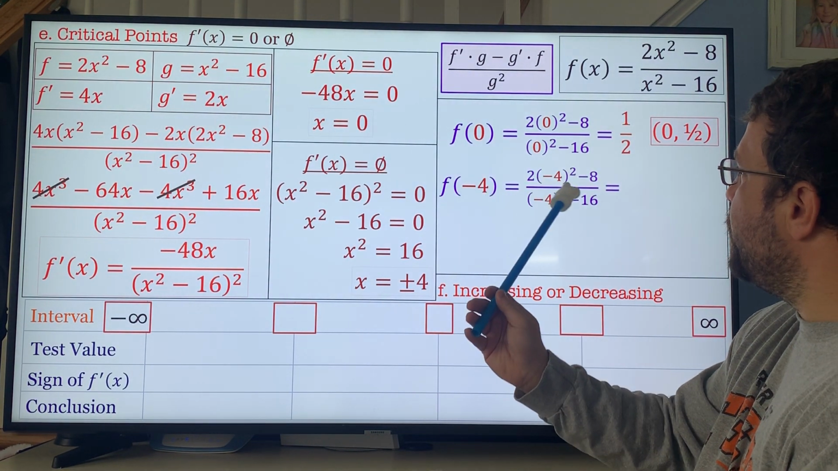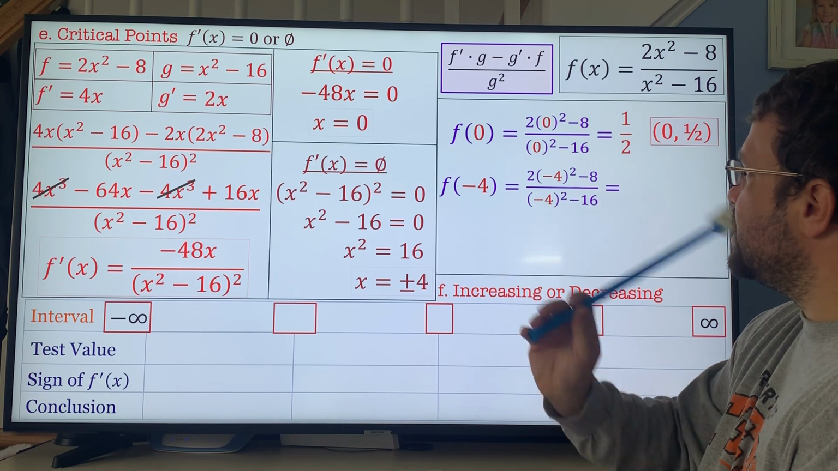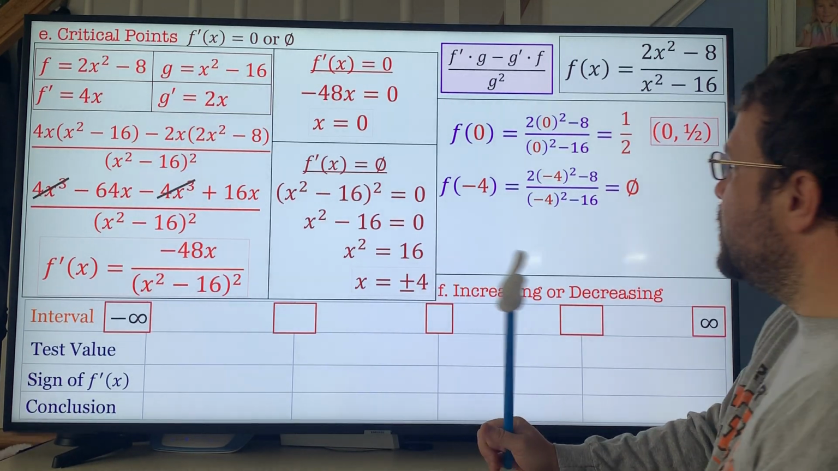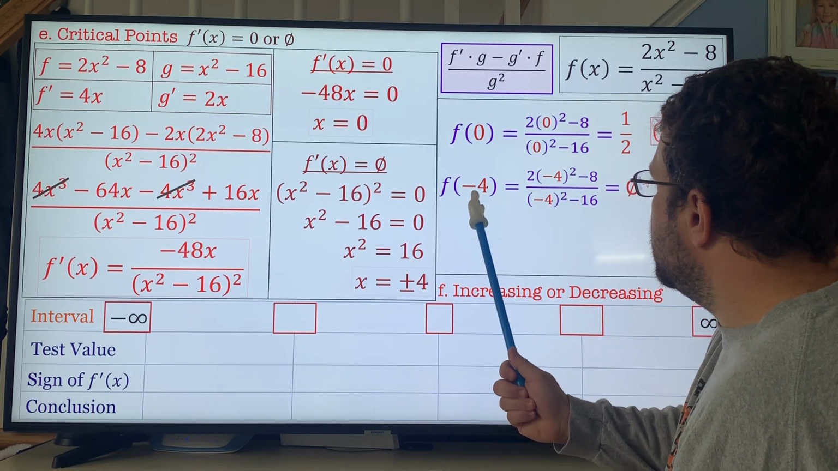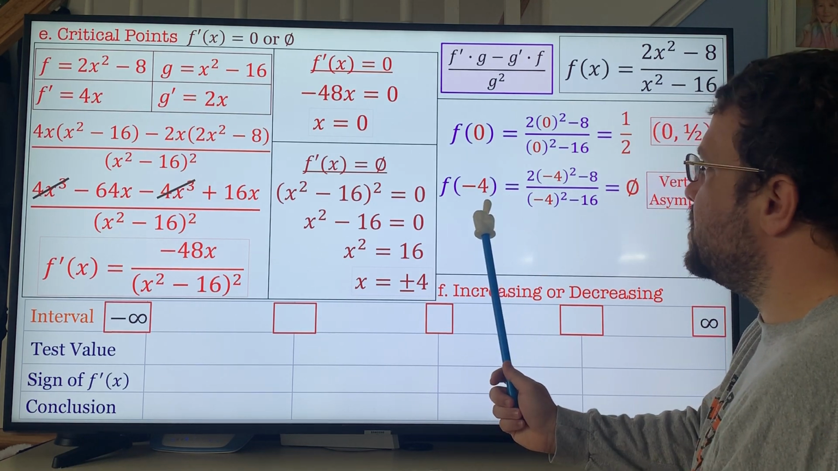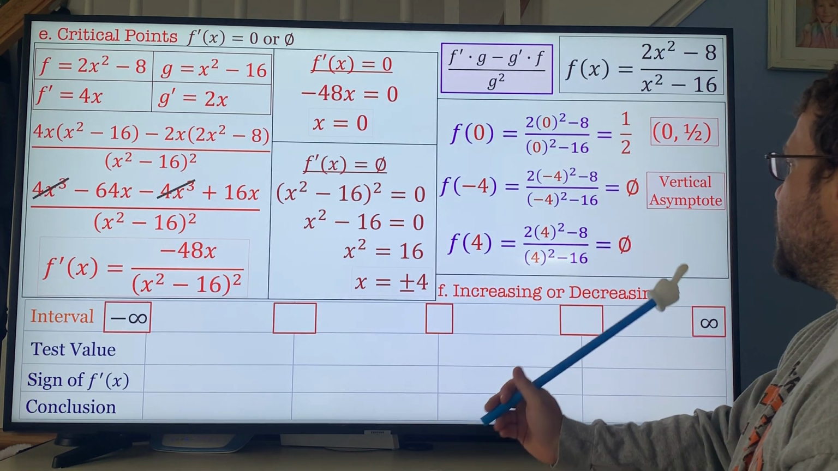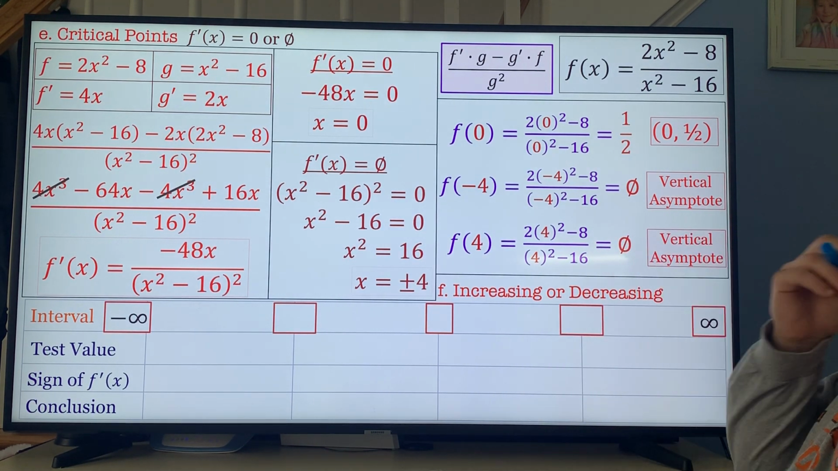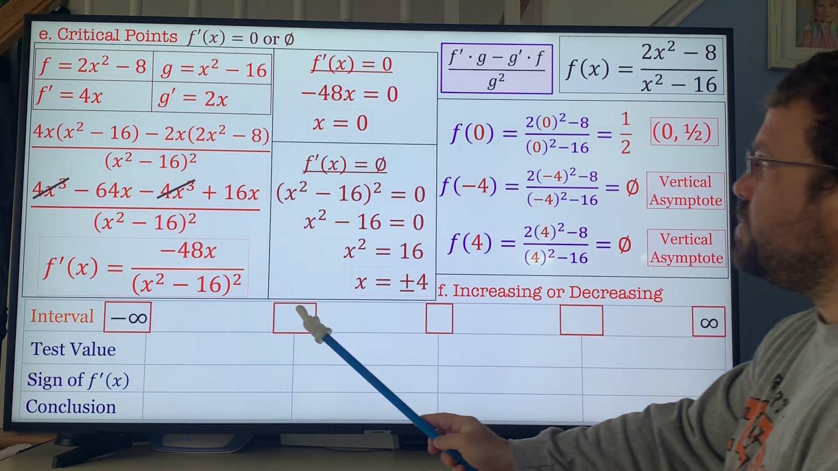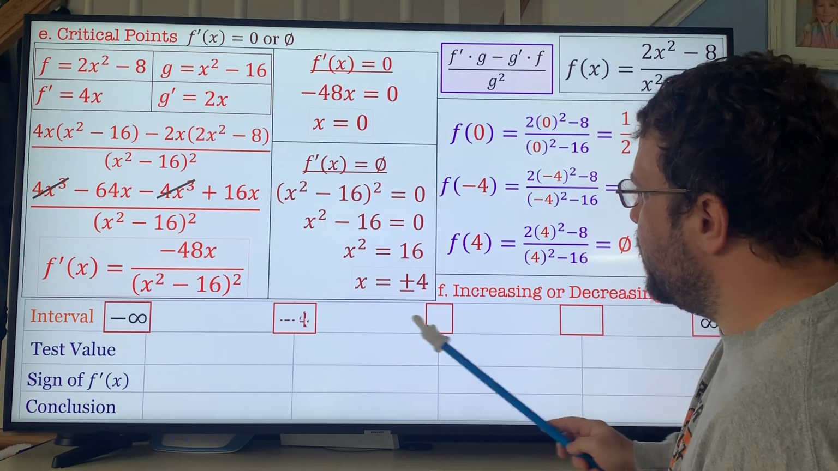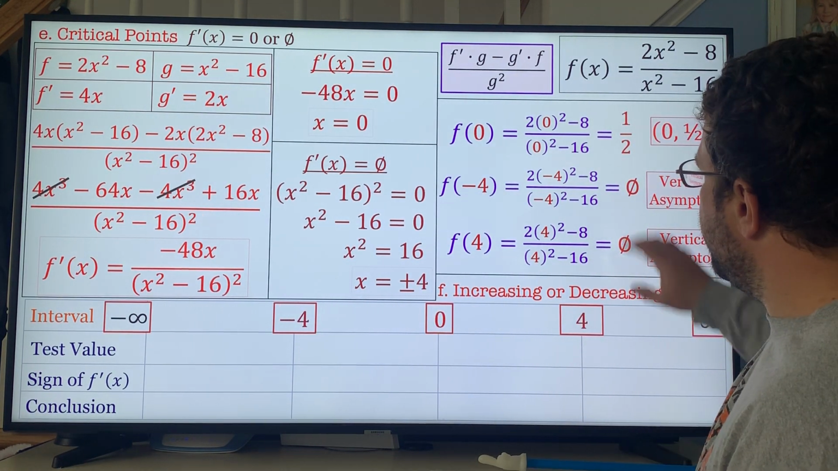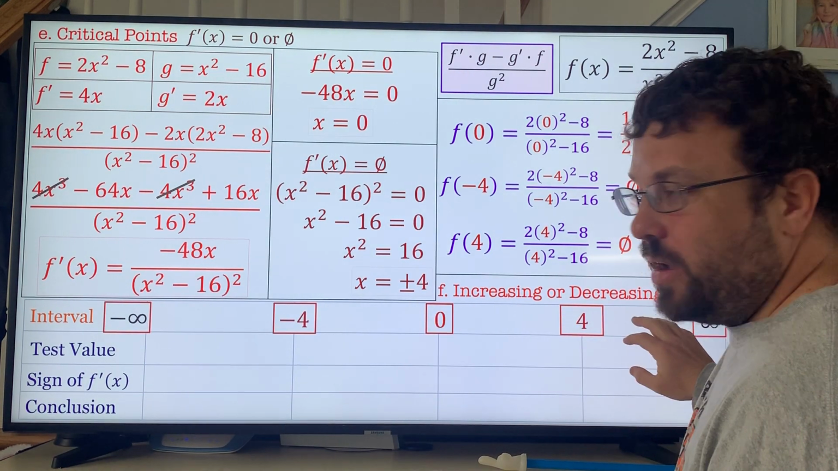If you plug in negative 4, squared is 16, and 16 minus 16 is 0. So it's actually undefined, because that's our vertical asymptote. So we may change over from increasing to decreasing at the asymptote. And when you plug in 4, you also get undefined, which is our other asymptote. So we got negative 4, 0, and 4. Even though these are undefined, you still have to use them for your intervals.